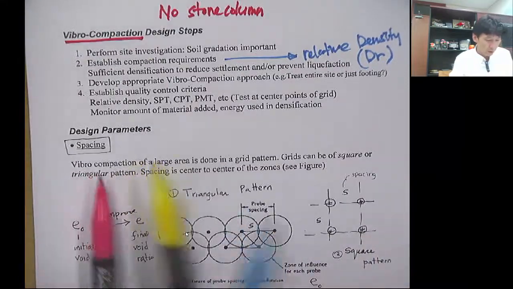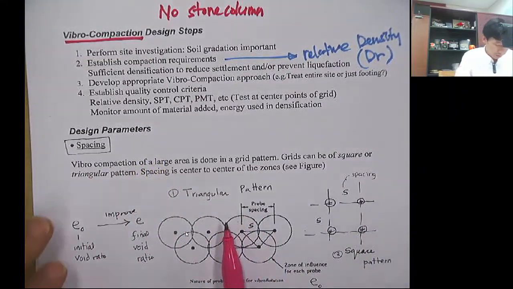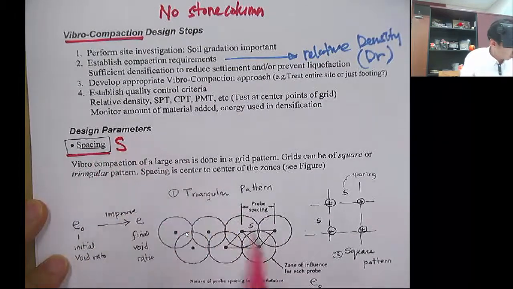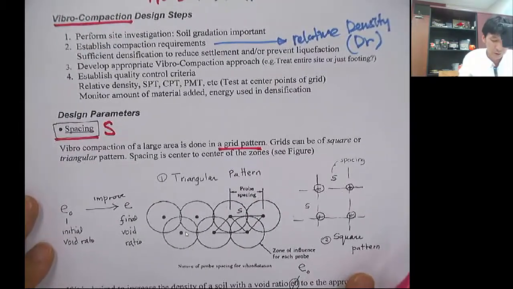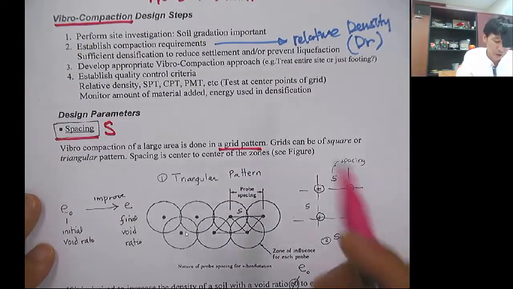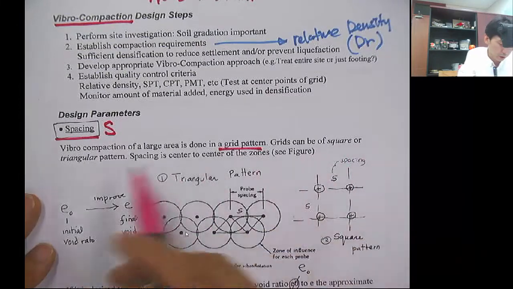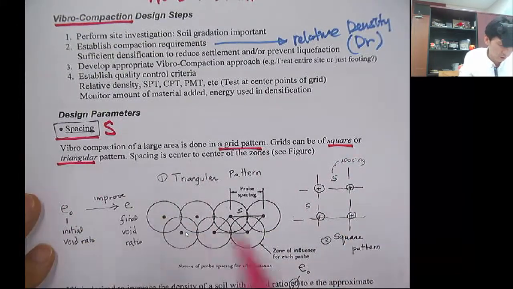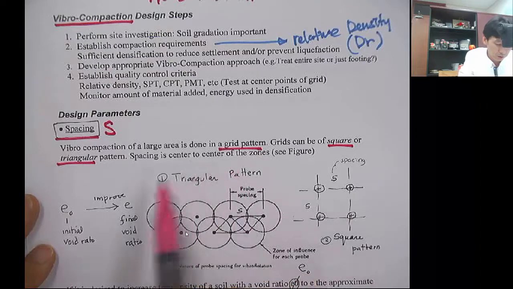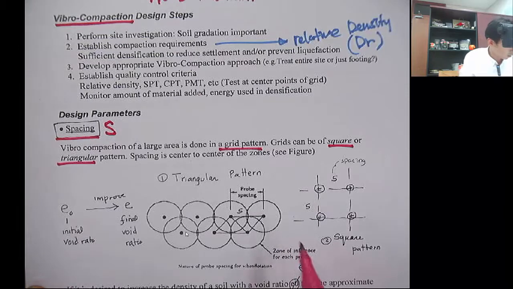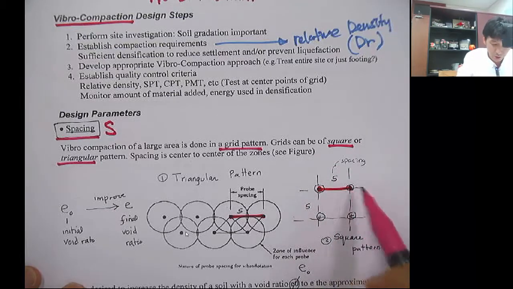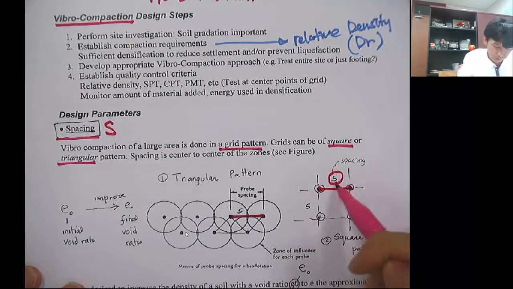So the main design parameter is the spacing, here, the S. Vibral compaction over large areas is done in a grid pattern, so it's similar to the deep dynamic compaction. Grids can be of square or triangular pattern. Spacing is defined as the center to center distance. So here you can see that from here to here is the spacing, and in the square pattern, from here to here will be the spacing S.